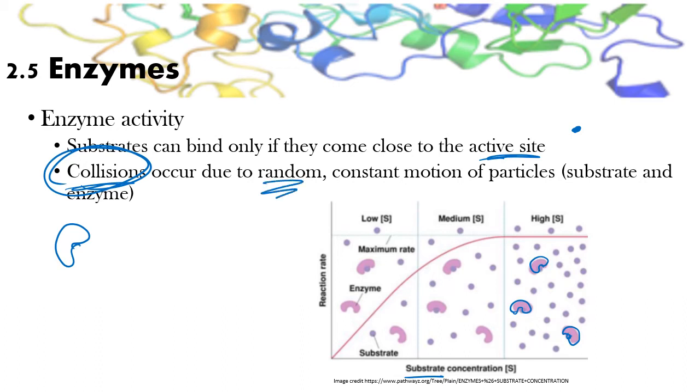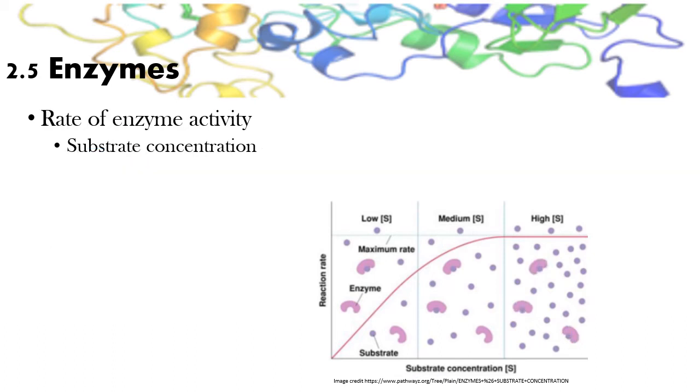Collisions occur randomly because these guys are rolling around each other. And so it's only when we have that random collision between the substrate and the enzyme that reaction is going to happen. If I increase the concentration of the substrate, we're going to have more collisions. And if I have more collisions, we're going to have more reactions. More collisions, more reactions.